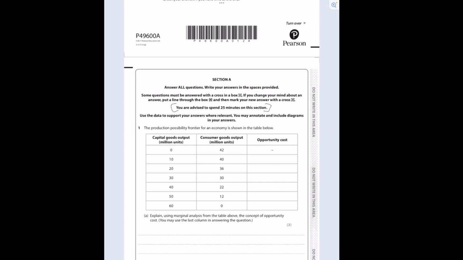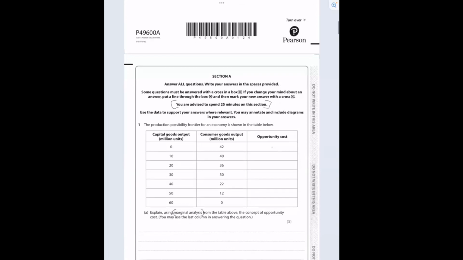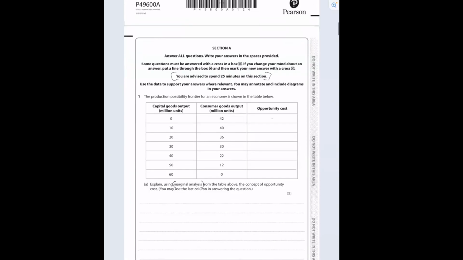So question 1: the production possibility frontier for an economy is shown in the table below, and we've got a mixture of capital goods and consumer goods output. Explain, using marginal analysis, the concept of opportunity cost from the table above. You may use the last column in answering the question.